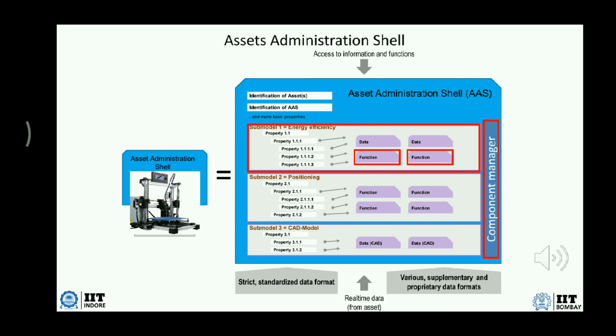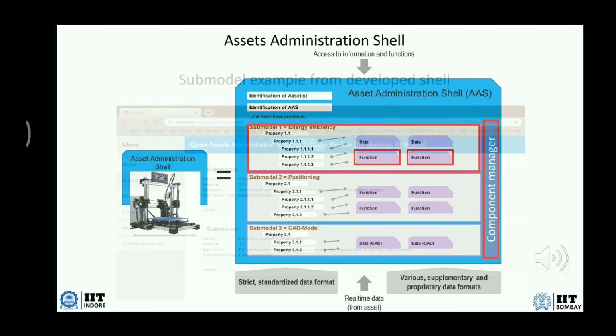The core components of asset administration shell are component manager, submodels and functions. A component manager is a master component which communicates to the outer world applications. All requests and instructions pass through the component manager.